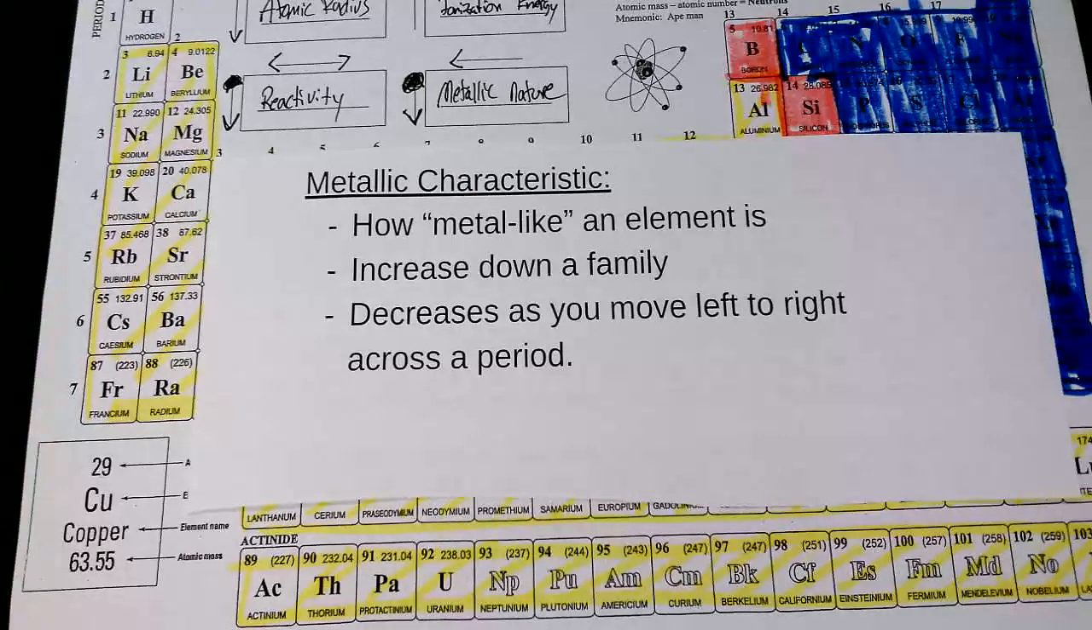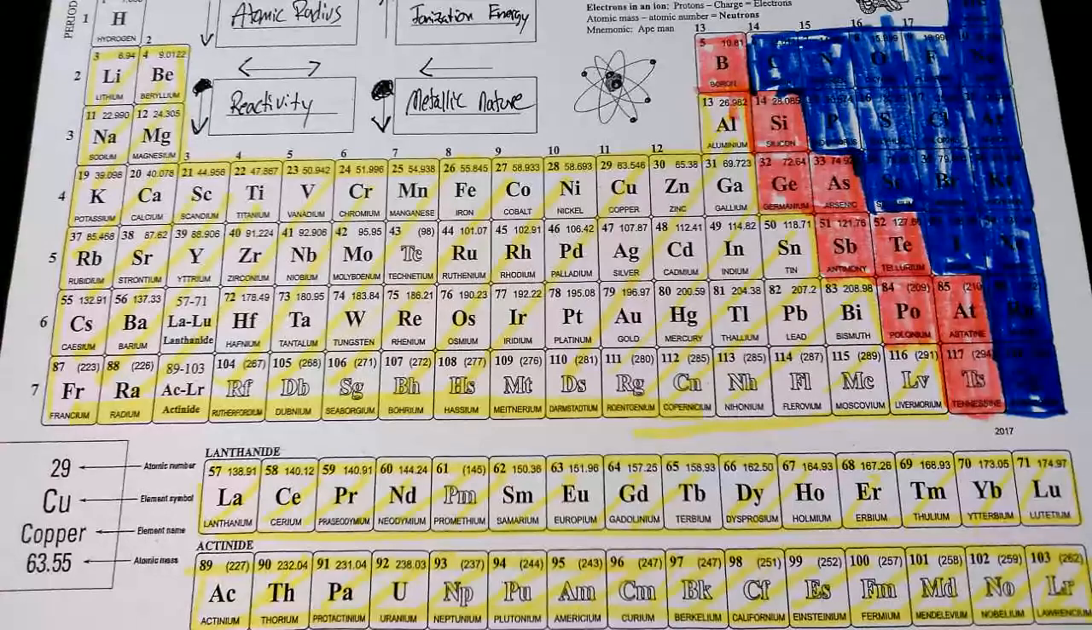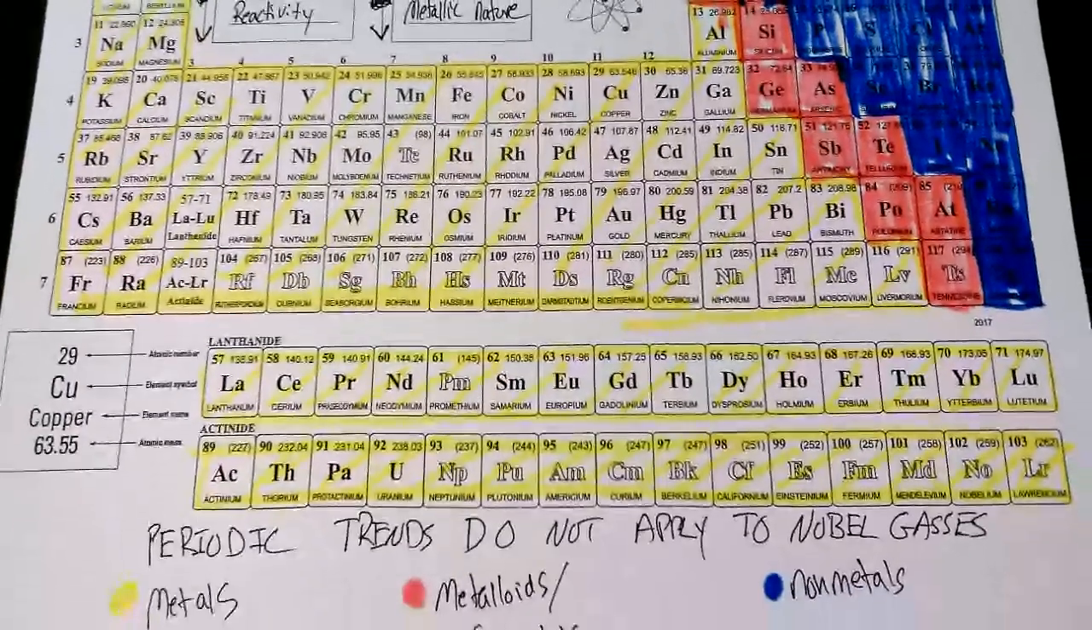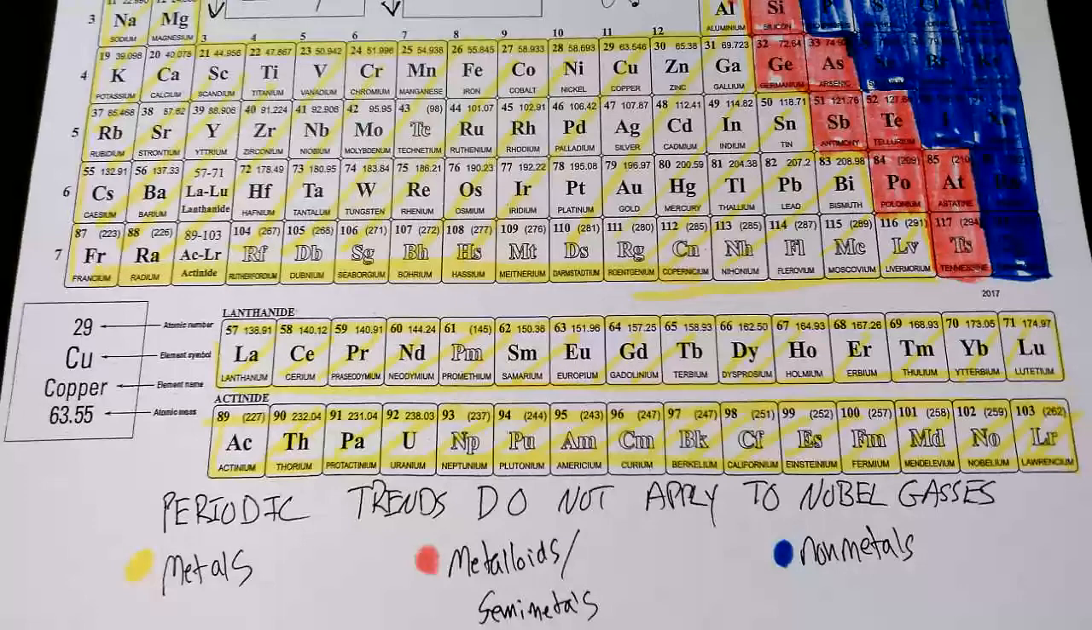There is one group of elements, though, that you need to realize that these trends don't apply to, and that's the noble gases. The noble gases are stable with 8 valence electrons, so they don't look the same, they don't act the same as the rest of the elements. So on that bottom where you put the key, I want you to write the following. You're going to write periodic trends do not apply to noble gases. None of the noble gases will ever follow these periodic trends. That's it.